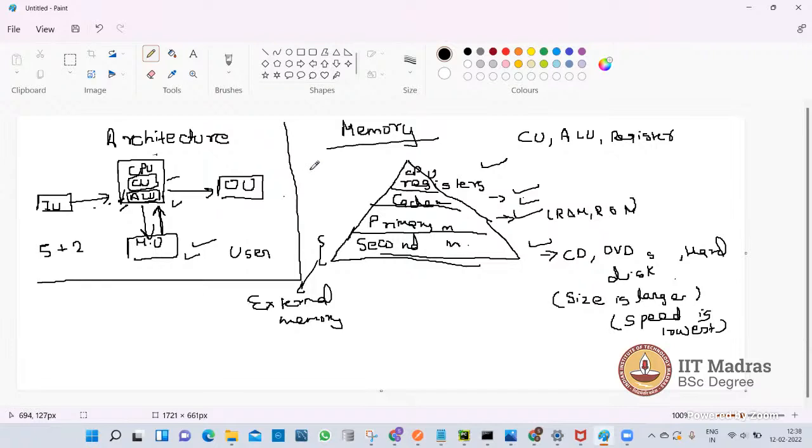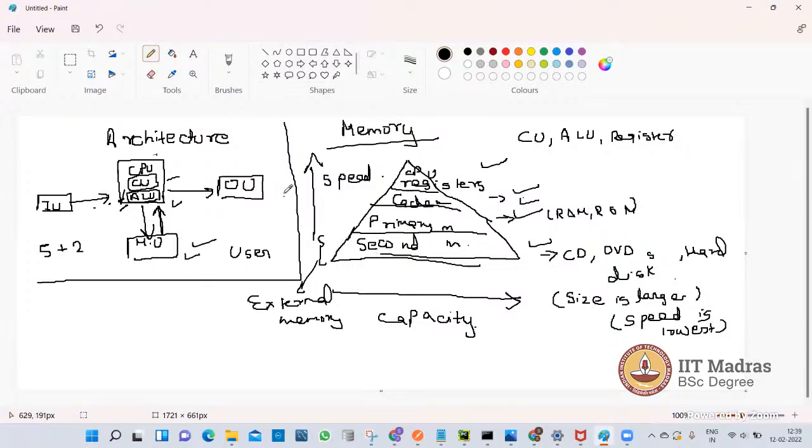So these are the basic descriptions of the memory. The speed is the highest at the register, and the secondary memory has the highest capacity. This is the basic structure, and from here we can figure out the memory hierarchy.